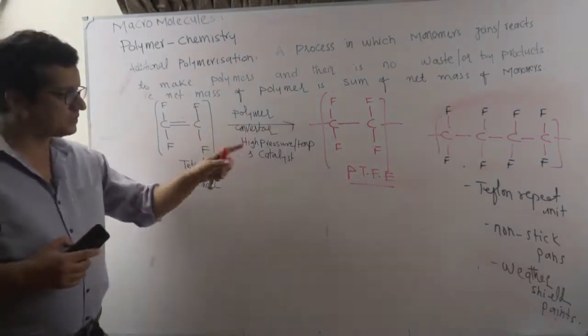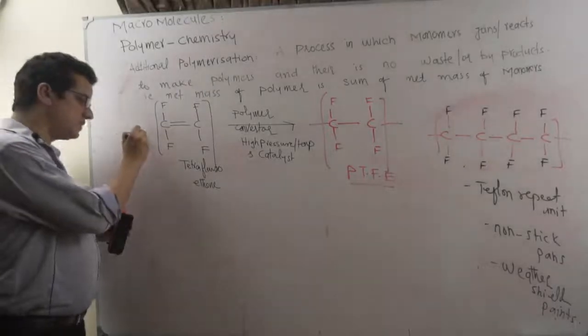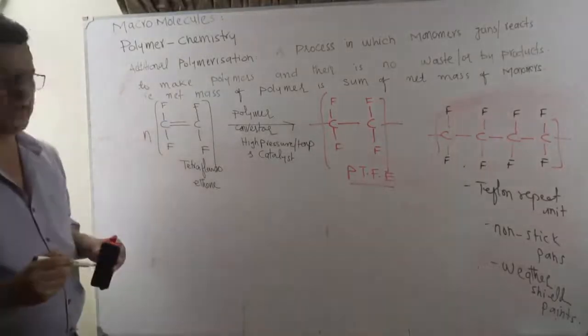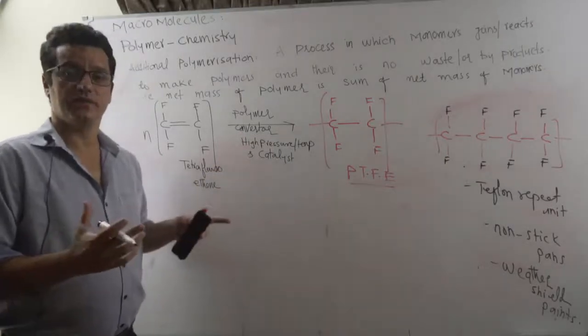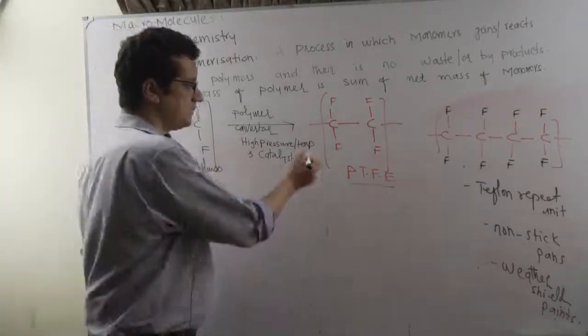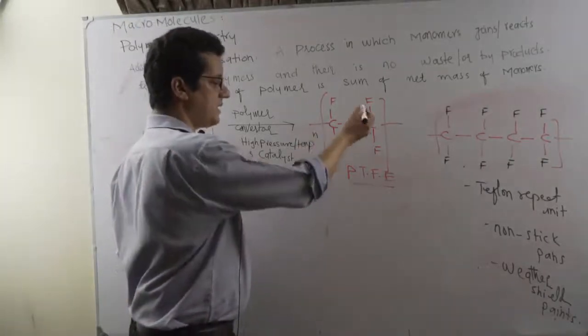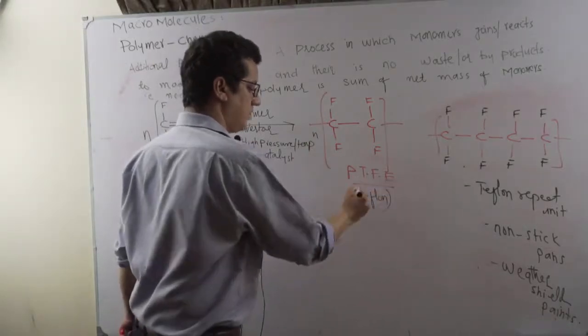And when it enters into the polymer converter, a huge number, unlimited, infinite. You force them into the polymer converter, the machine has high pressure, temperature, catalyst inbuilt. The outcome is polytetrafluoroethene, and in the market it is named as Teflon.